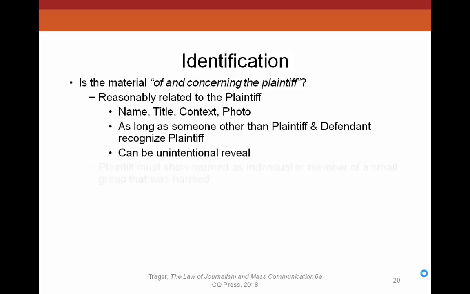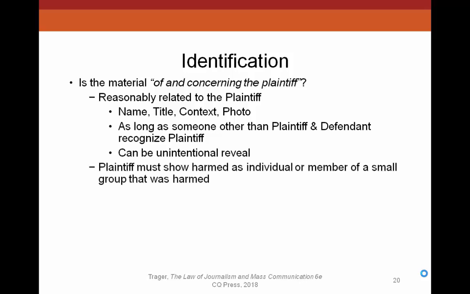All right. As part of this, the plaintiff has to show that they were harmed. Now, that could be either as an individual or as part of a group. So if they're not identified directly, but they're identified as part of a group, that is another way that that identification requirement can be met. Depending on the size of the group, that can matter.